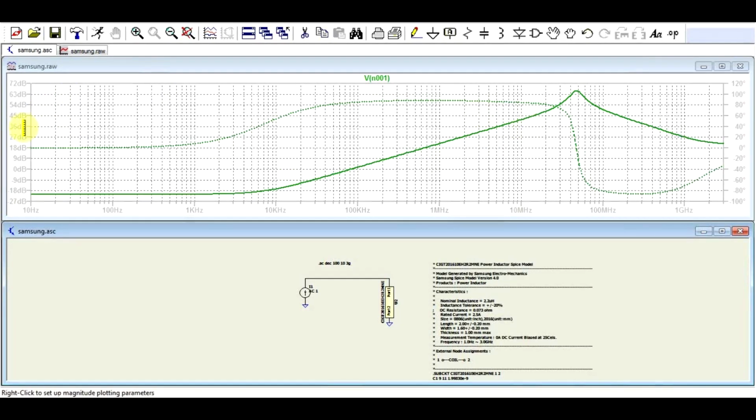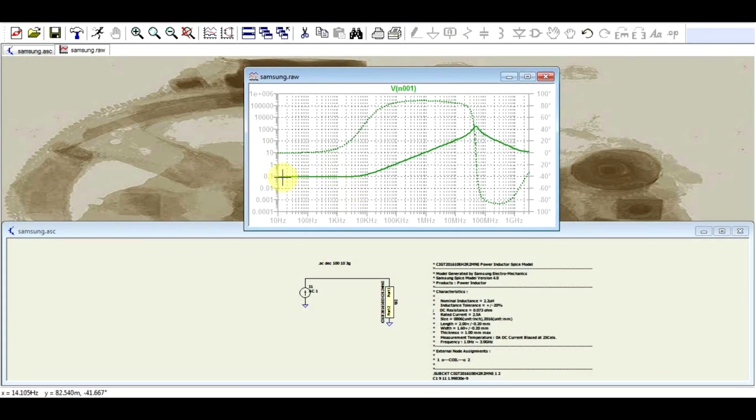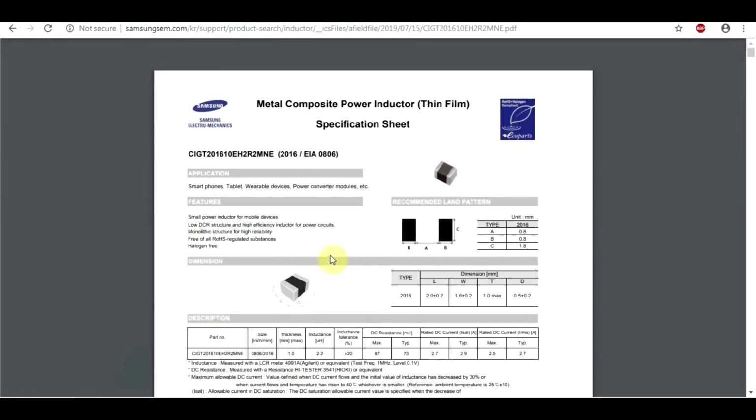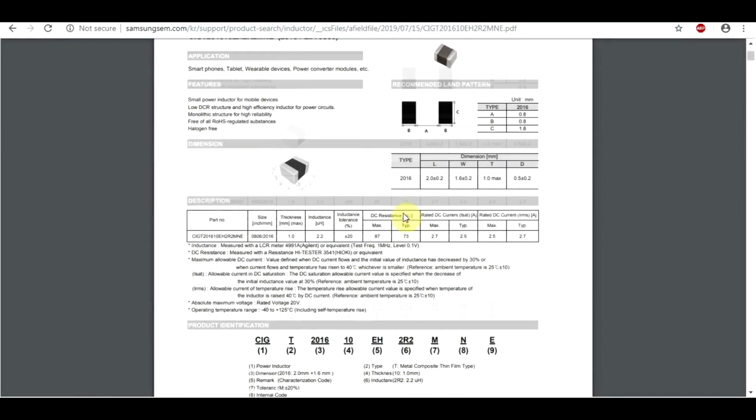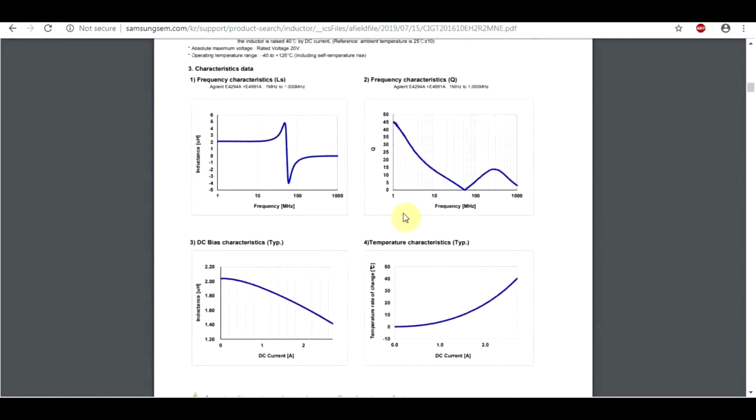And if we look at it and set a nice scale, we can see that at low frequencies it does nothing, then it has an inductive behavior, it has a resonance frequency at around 30-40 MHz, and then it starts to have a capacitive behavior. So typical inductor behavior. Now if we compare this to this component's datasheet, which I got right here, then there's not much to compare it with.